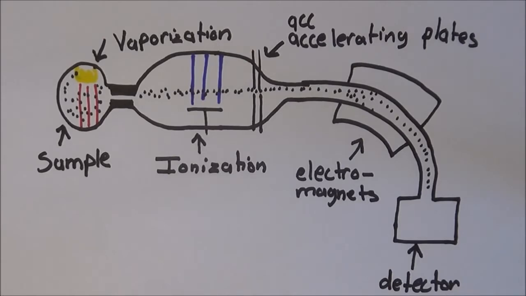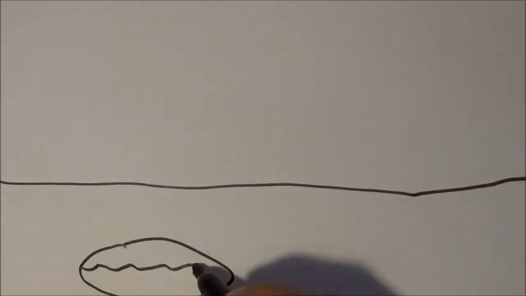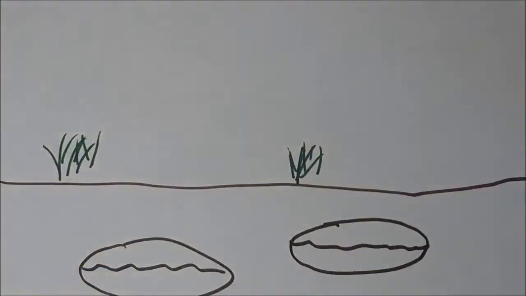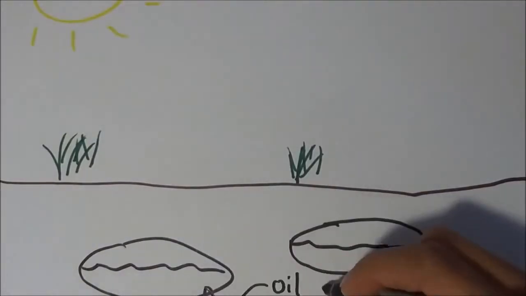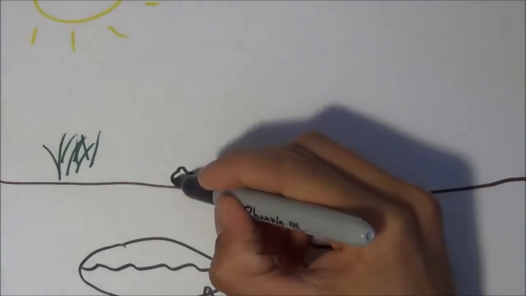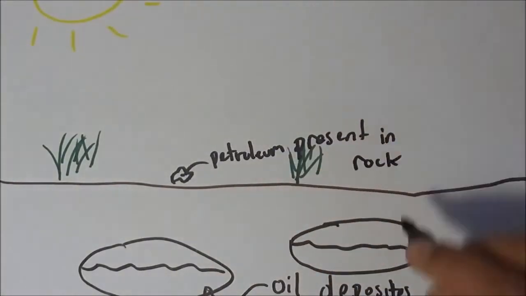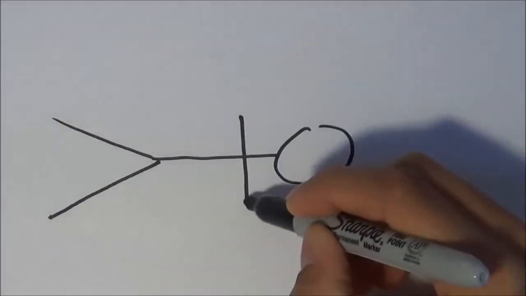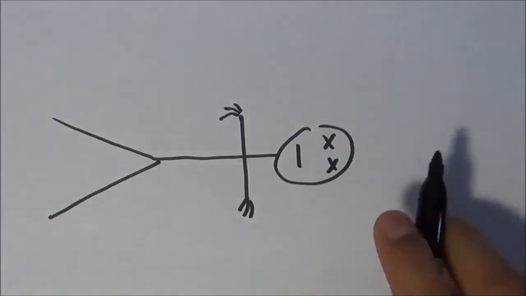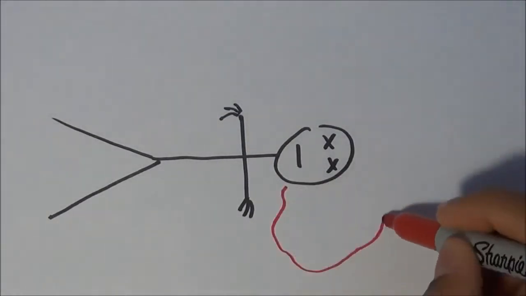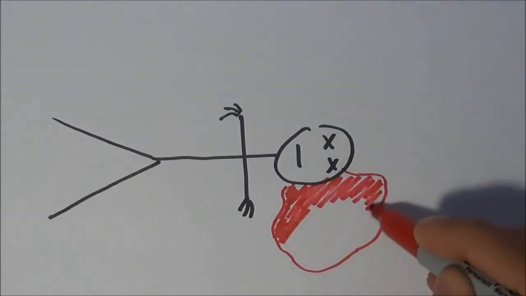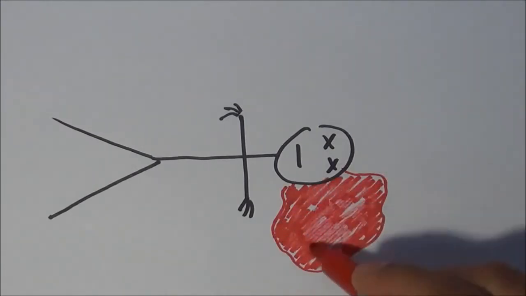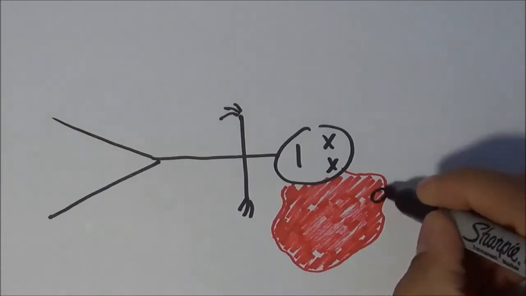In geology, mass spectrometry is used to find oil deposits by measuring the amount of petroleum within rocks. While in forensic science, mass spectrometry is used to analyze a crime scene. For example, blood can be analyzed to determine the use of poison. Biologists use mass spectrometry to measure proteins. Pharmacists can use mass spectrometry to determine the drug levels within body fluids.